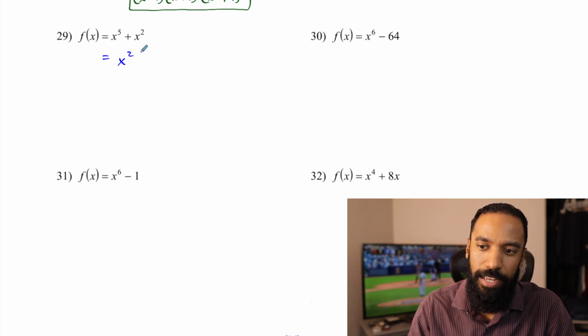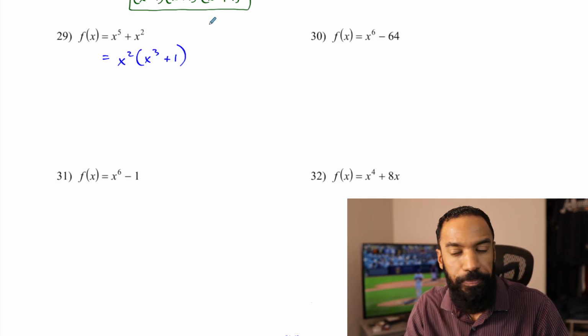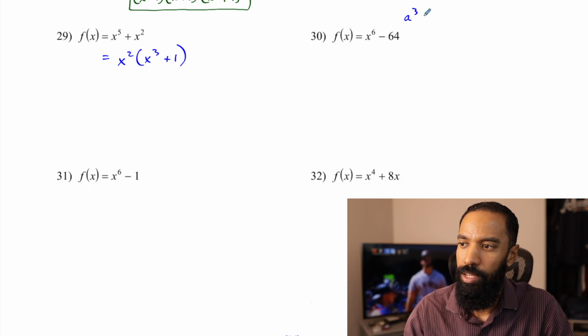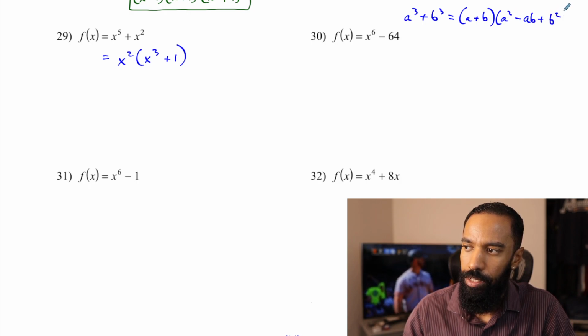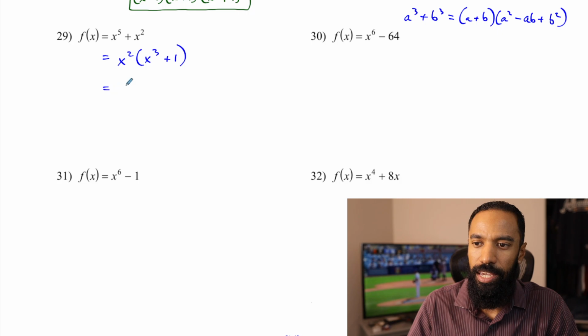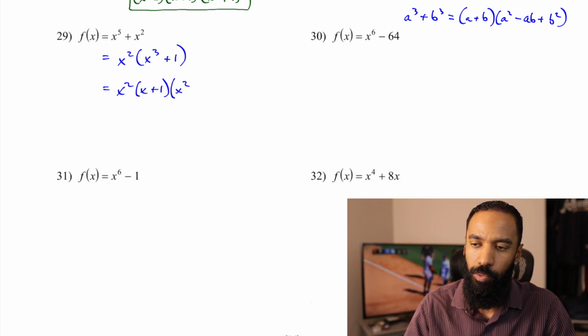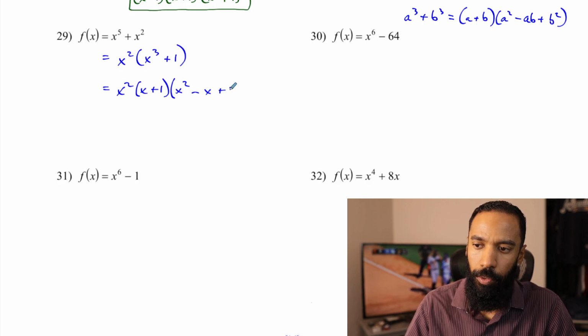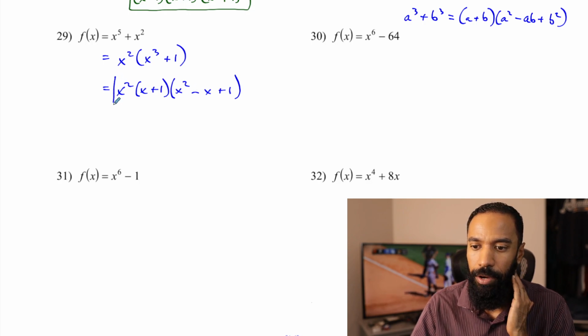x squared is a common factor here, and you have x cubed plus 1. And you would be done if this wasn't a sum of two cubes. Now, your sum of two cubes formula is a plus b times a squared minus ab plus b squared. So that second guy there factors into, remember we're cubing x and cubing 1, x plus 1 times square the x, multiply x and 1, and then square the 1. Now this cannot factor more. You'll be set on that one right there.